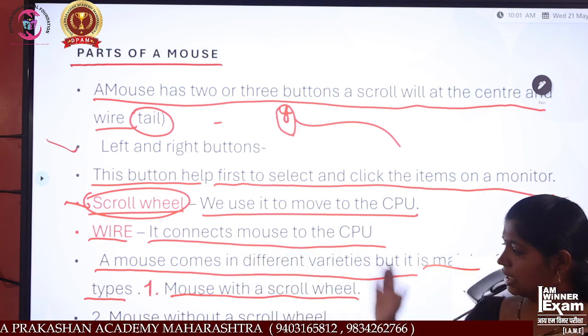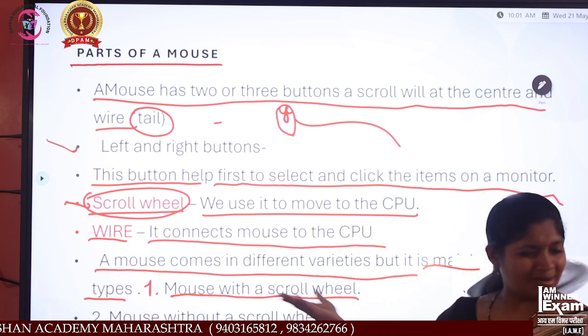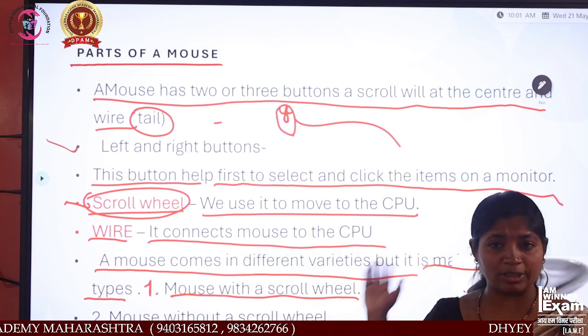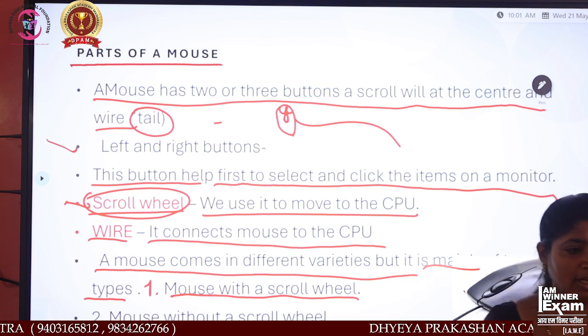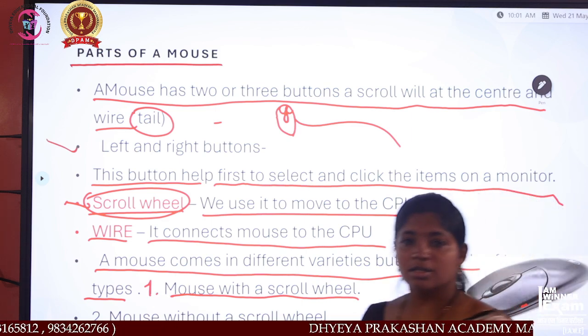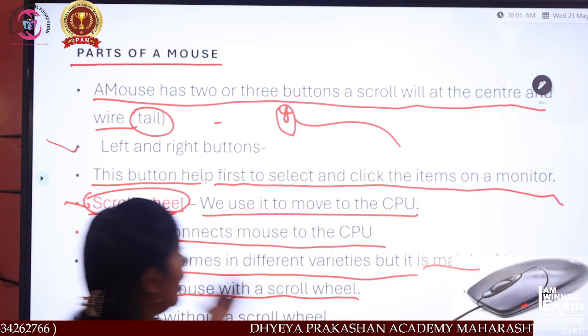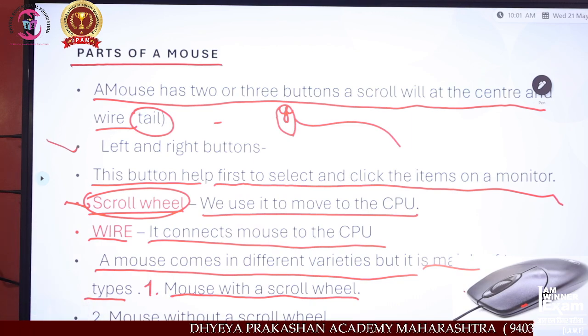A mouse has different varieties, but there are two types of mouse: a mouse with a scroll wheel and a mouse without a scroll wheel. Okay, I hope you understand, everybody.